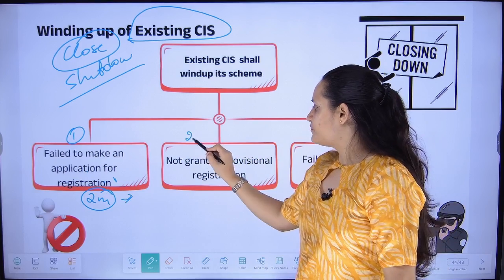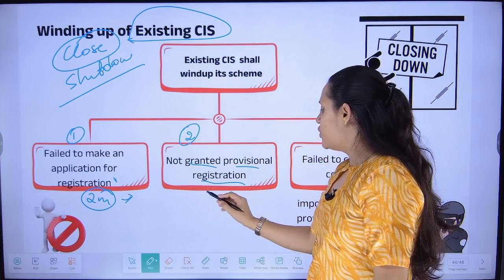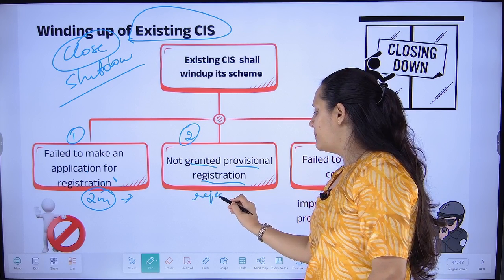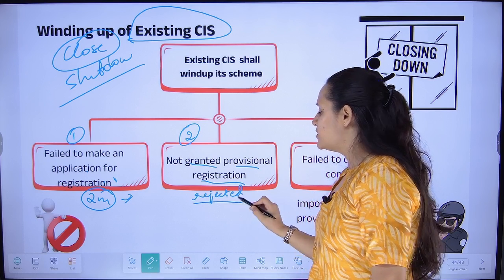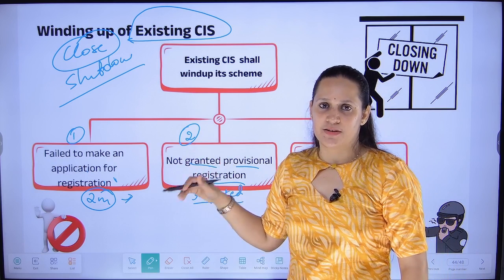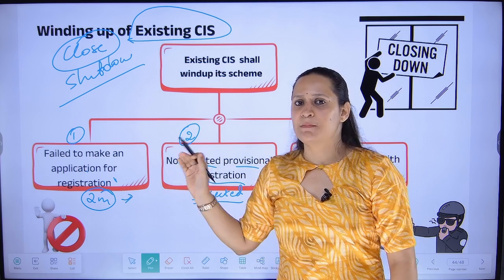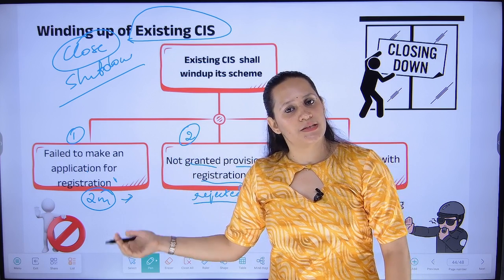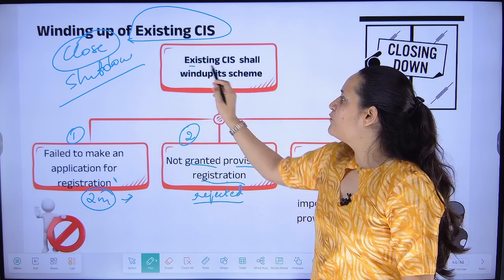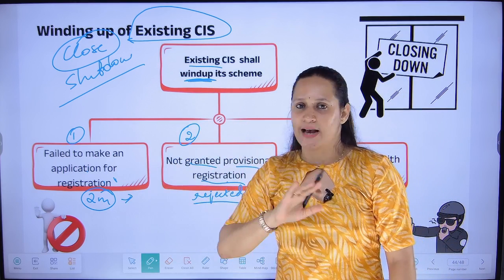Second one is you're not granted provisional registration. That means your application was rejected right at the beginning. When you have made an application for seeking the registration, that time itself we have rejected your application. That means you are not permitted to operate as a collective investment management company. That means you are not permitted to launch a collective investment scheme. That automatically means you have to close, you have to wind up your scheme, return back all the money to the investors and close the scheme.